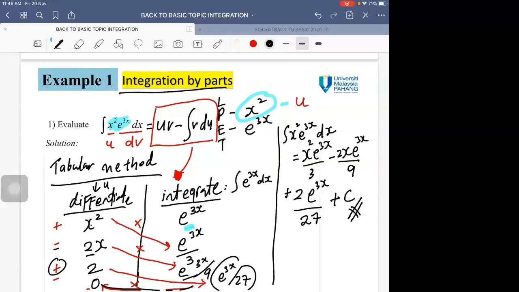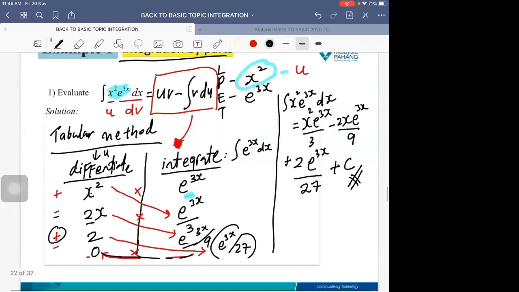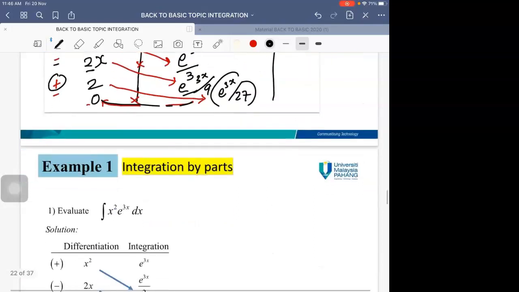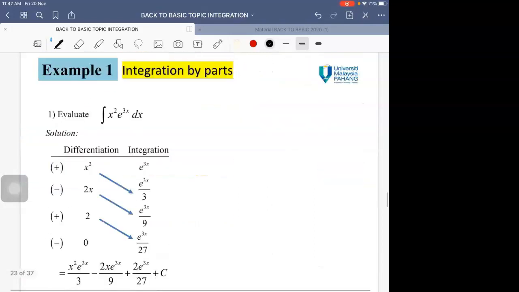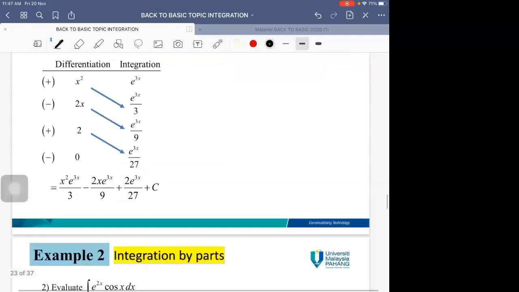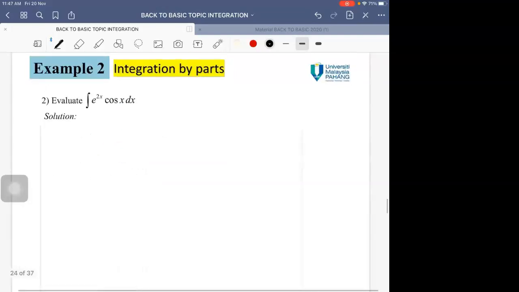If you want to factor out exponent 3x, you can. If you don't want to, to avoid mistakes, keep it like this. Keep it as it is, no need to simplify further. Okay, good. So this is the solution, I already put the solution here. Let's look at another example.